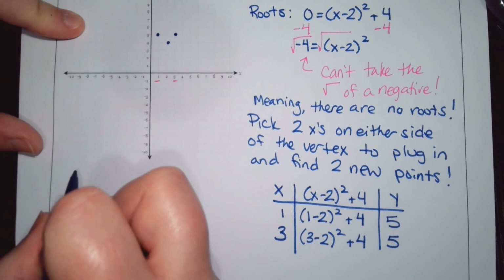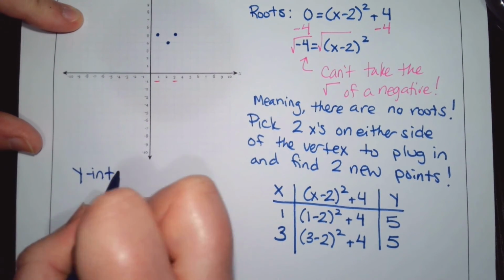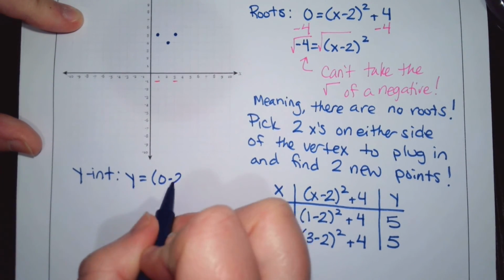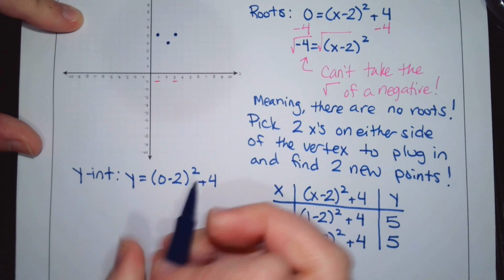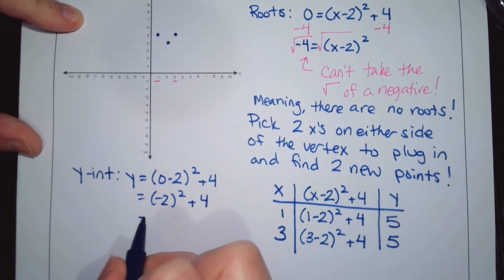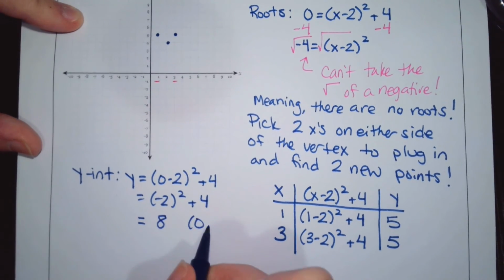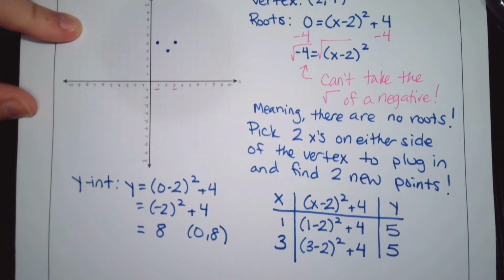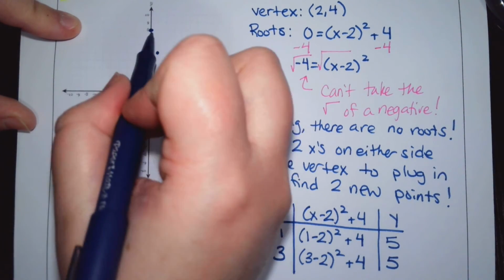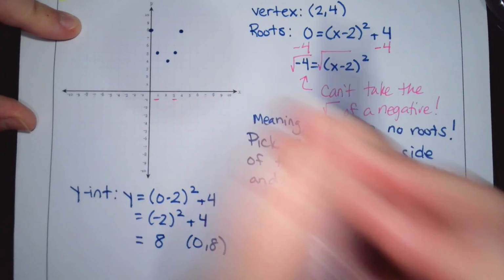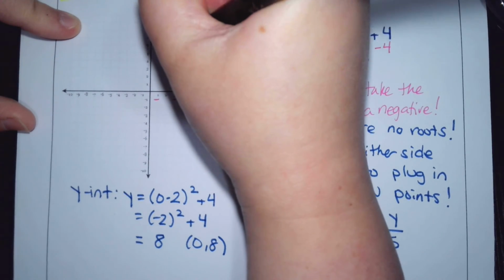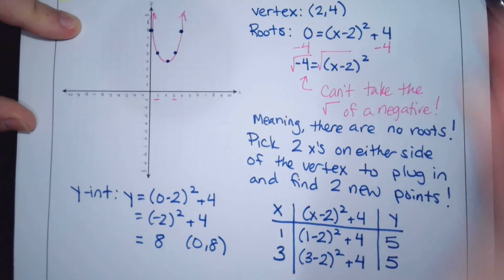And then we still can find the y-intercept. So y is equal to (0 minus 2) squared plus 4. Negative 2 squared plus 4. And we get 8. So (0, 8) is our y-intercept right there. And we still do the reflection. So now we have our U shape that we can graph.